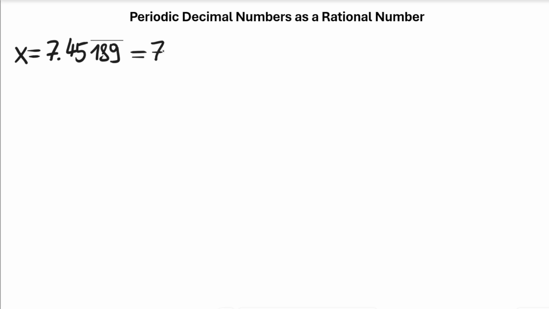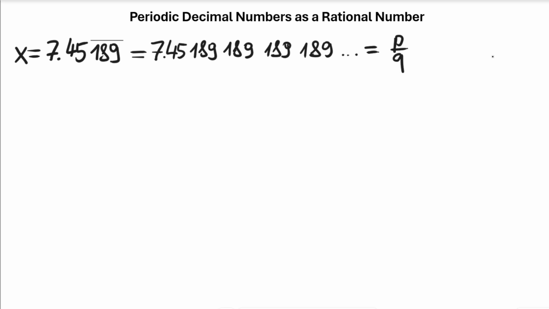So what does this mean? It's 7.45, 189, 189, 189, 189, and so on. At some point I have to stop. And what we want to study in this video is how to express it as a rational number p over q, where p and q are natural numbers.